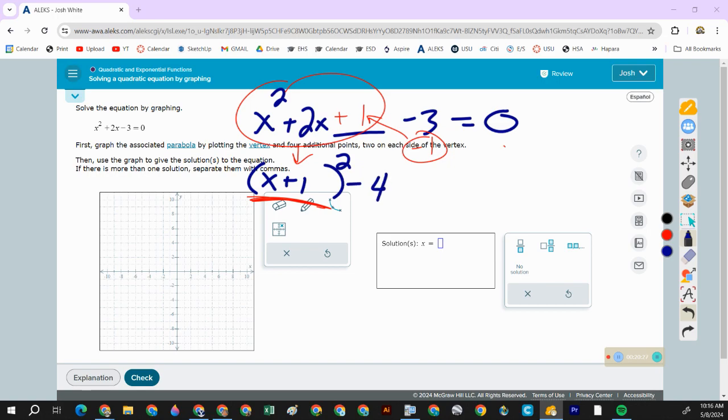And that tells me where the vertex is. The vertex is 1 on the x and negative 4 on the y. And then I need 2 points to the left, so over 1, up 1, over 1, up 2, or sorry, up 4, over 1, up 1, over 2, up 4. And when I draw that graph, my solutions are negative 3 and 1.